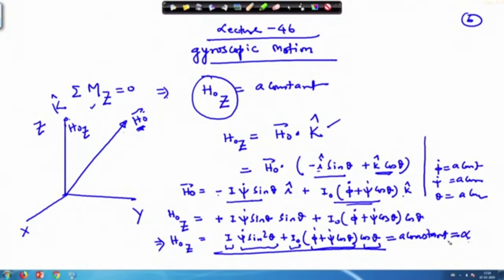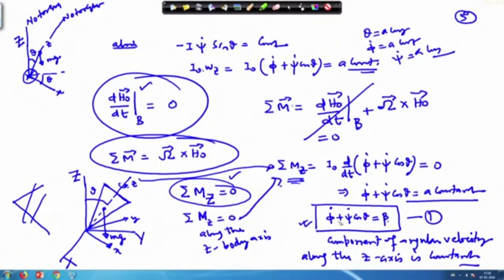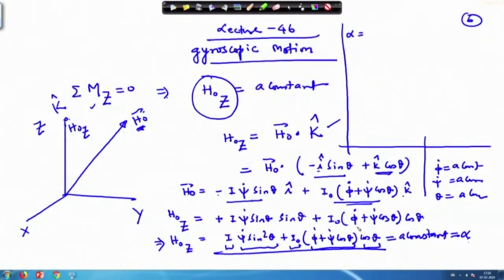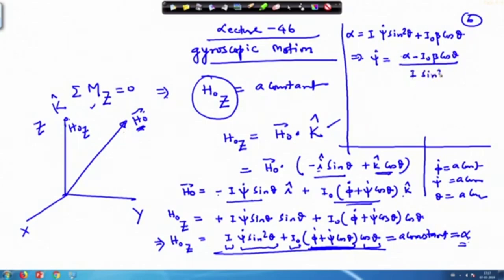Now, we utilize these two equations for solving further. So, we can write here in this place itself. So, alpha equal to, now if we go back and look here, phi dot plus psi dot cos theta, this we have written as beta. So, that means this quantity we can write as beta. So, then this alpha can be written as I times psi dot sin square theta plus I 0 beta times cos theta, and this implies psi dot equal to alpha minus I 0 beta cos theta divided by I sin square theta.